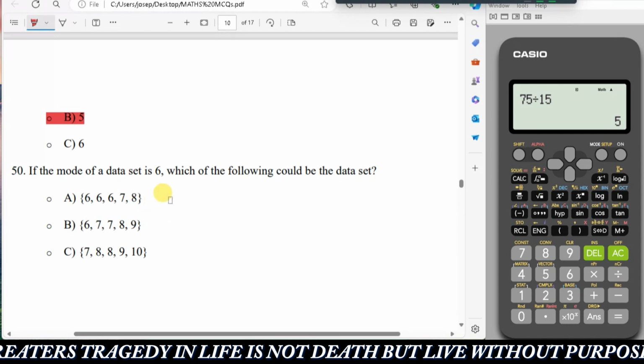Number 50. If the mode of a data set is 6, which of the following could be the data set? The mode, or the modal number, is the number with the highest frequency, the most occurring number. So look, the mode is 6. What's the mode in A? The mode in A is 6. The mode in B is 7. The mode in C is 8. So it means the correct answer here is A.